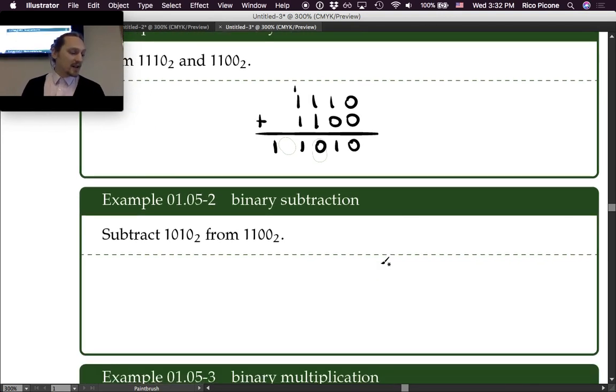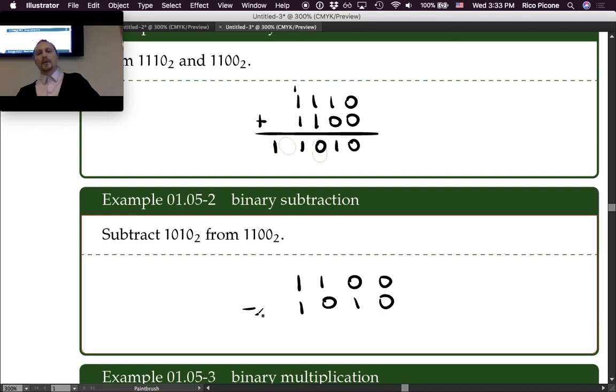Binary subtraction is next. So we'll do the same sort of thing where we draw the stacking here. So 1, 0, 1, 0. Subtract that from this. So 1, 1, 0, 0. So 1, 0, 1, 0 from 1, 1, 0, 0. Good. Okay. So 0 minus 0 is 0.